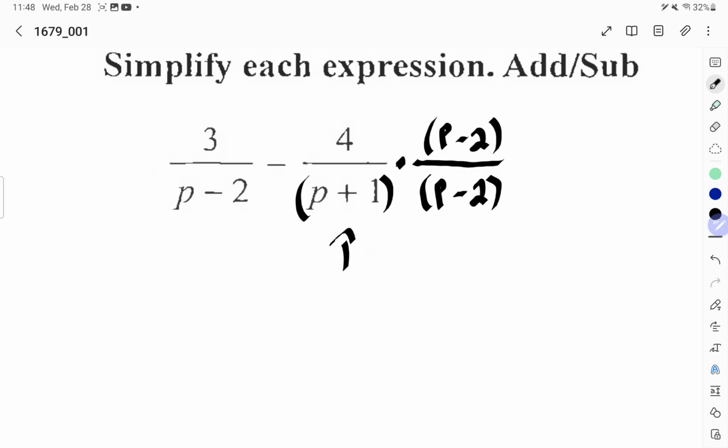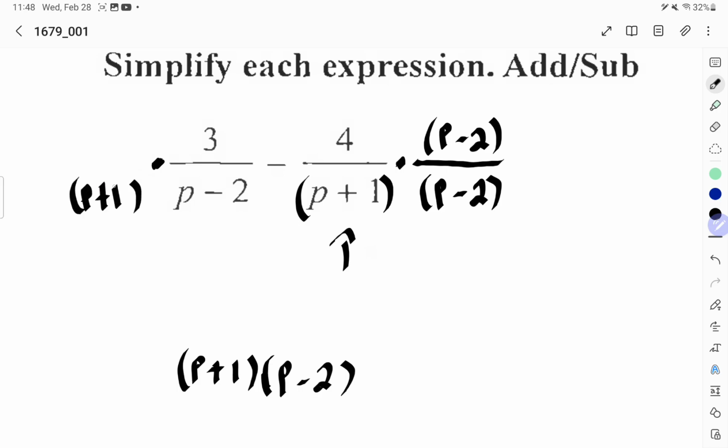And the reason why I'm doing this is because I want to have this as my denominator. My denominator is going to look like p plus 1 and p minus 2. That's how I want my denominator to look, which means I'm going to have to multiply that side by p minus 2. Same thing with the other side. On this side, I want to make sure I have the same denominator, so I'm going to have to multiply by p plus 1. Once I do that, I'm going to have a common denominator, and then we can simplify the top.